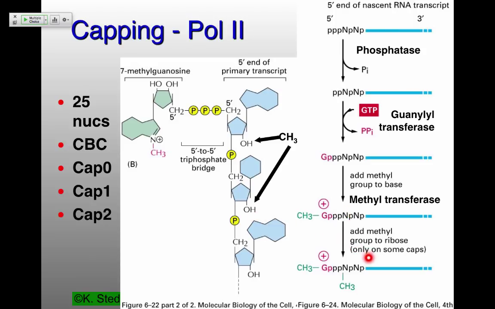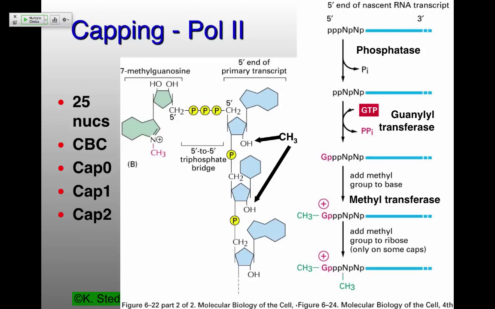Some caps then will also have riboses that are modified by methylation. So now we have at the bottom a happily capped messenger RNA that now hopefully will be able to be exported, translated, and protected, et cetera.